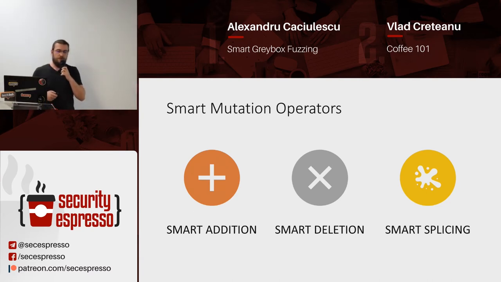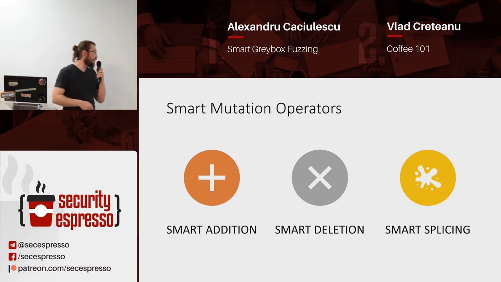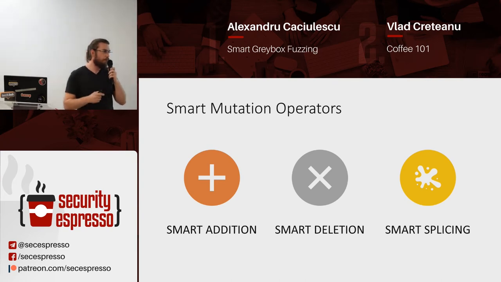Now, we also introduced smart mutation operators. Normally, AFL operates at the byte level. Now we operate at chunk level, meaning that we also take validity into account when operating. So we have smart deletion and smart splicing on top of all the operations AFL normally does. We also add these operations at chunk level in order to maintain validity.